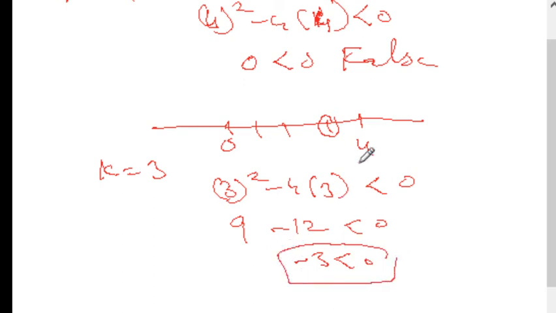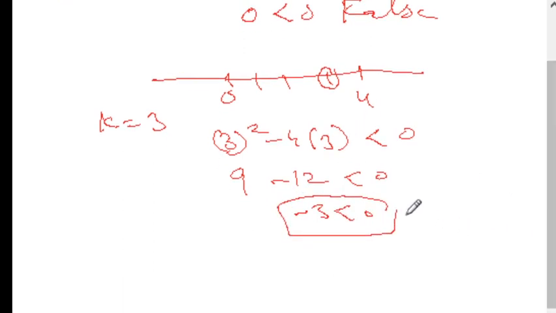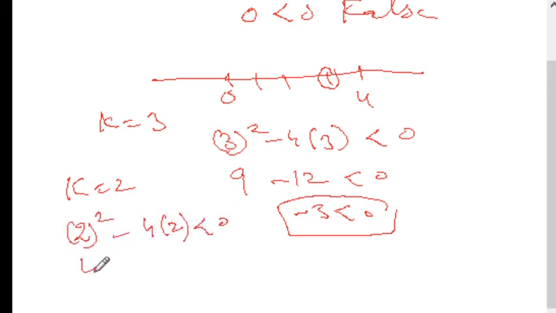So it means if one value between these two numbers, 0 and 4, is giving you a true result, then the other values between them will also work. Let's check k is equal to 2. It will also give me a correct result. 2 square minus 4 into 2 is 4 minus 8, which is minus 4, less than 0. It's giving you a true result.